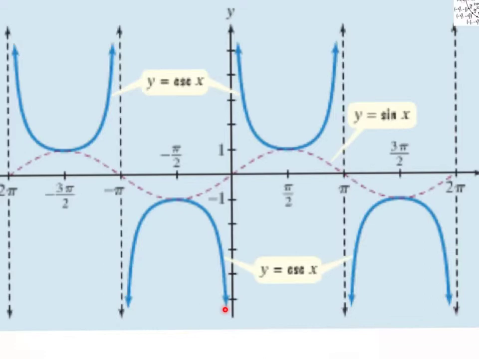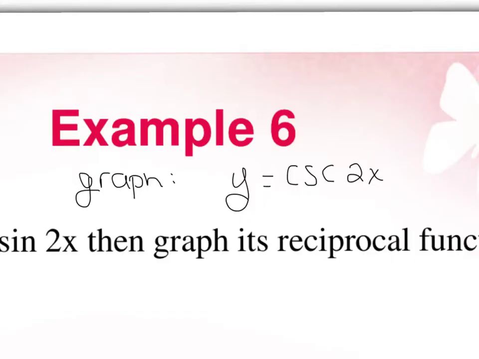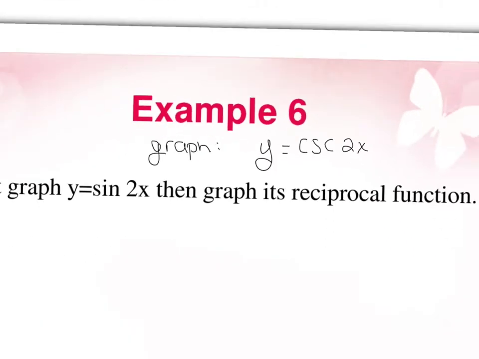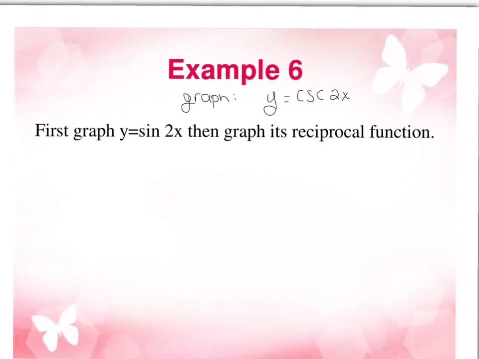So notice that when we're going to graph, we're going to graph the graph of sine, and then we're going to create these asymptotes wherever sine touches the x-axis, and then we're going to create these parabolas wherever sine has the maximum or minimum value. So let's take a look at an example. Example number 6 says graph y equals cosecant 2x. Make a little note that the first thing you want to do is graph y equals sine 2x, then graph its reciprocal function.